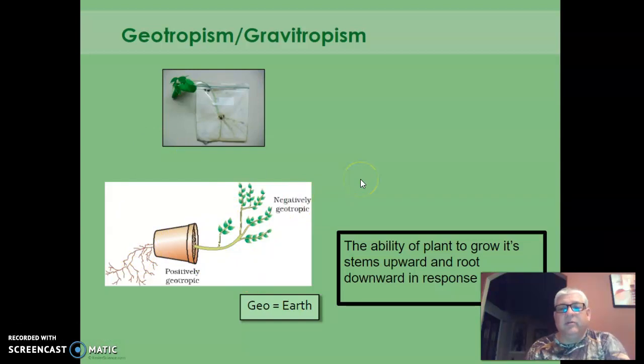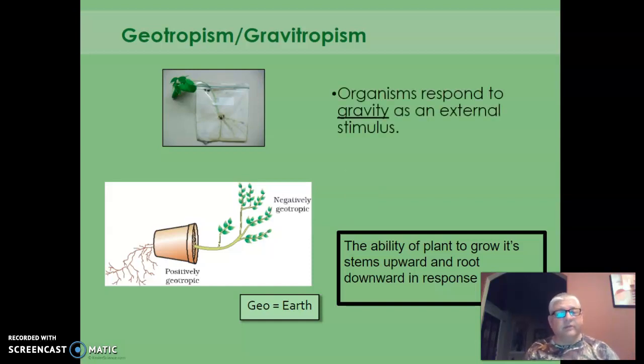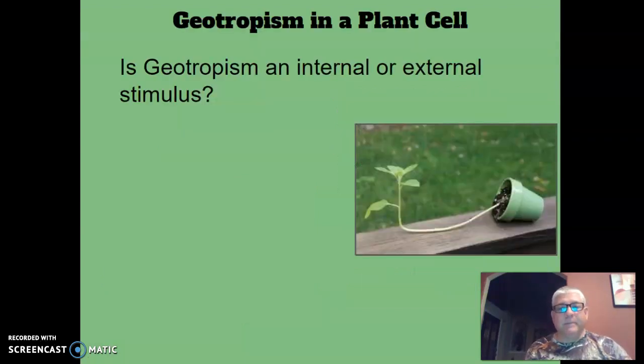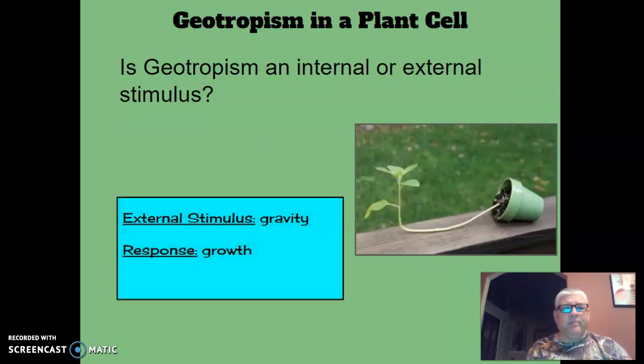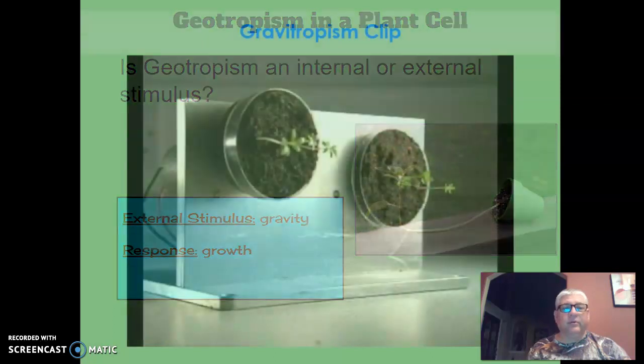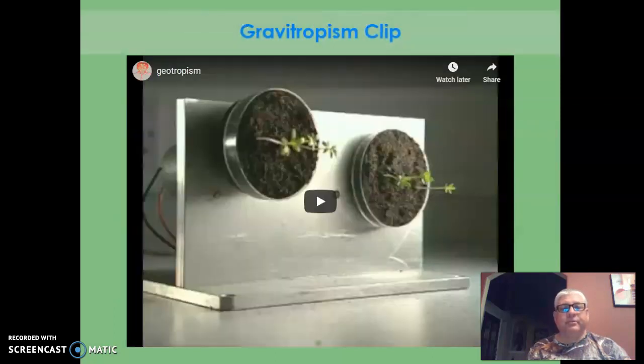So anyway, the ability for a plant to grow its stems upward and roots downward in response to gravity. Or yes, gravity. Even with geo, that is still gravity. Anyway, so there it is again, another picture. So gravity is an external stimulus, and the response is growth. What's the stimulus? The gravity is the stimulus, and the response is how it grows toward the Earth in this case.